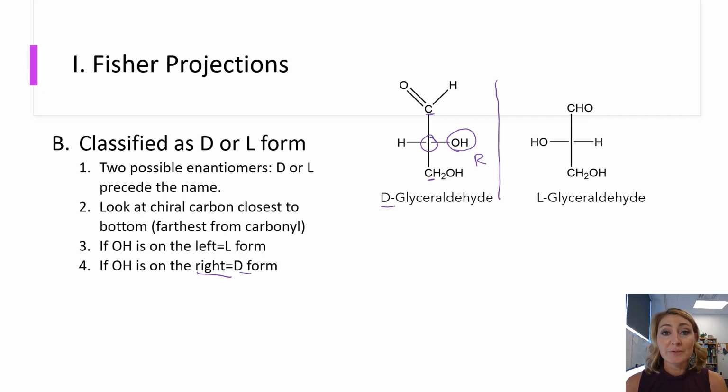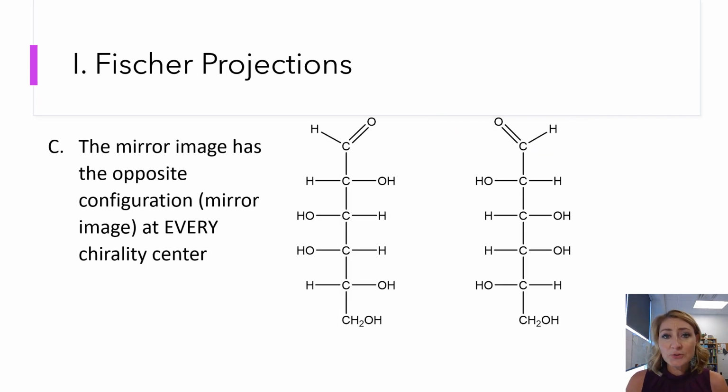And the enantiomer, or the non-superimposable mirror image of it, would be L-glyceraldehyde, where the furthest away chiral carbon has the OH group on the left. The way I keep these straight is I literally remember L is for left. So if the furthest hydroxyl group from the carbonyl is on the left, then you have the L form of that carbohydrate. One struggle that we have, glyceraldehyde is an easy example. You have 1 chiral center with 1 OH group. The mirror image is pretty easy to see.